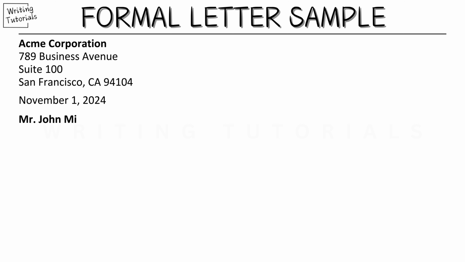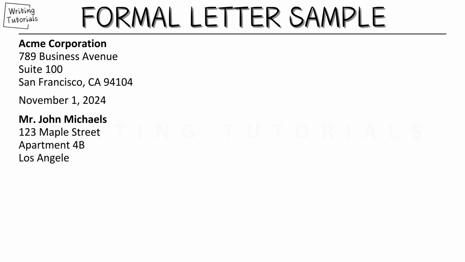Recipient's name and address. Moving down, we have the recipient's name and address. This letter is addressed to Mr. John Michaels at 123 Maple Street, Apartment 4B, Los Angeles, California, 90001. Adding the recipient's full name and address personalizes the letter and clearly indicates who the message is intended for.